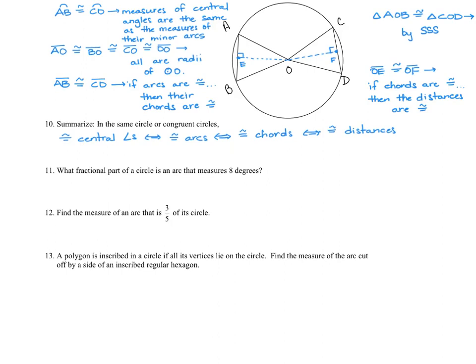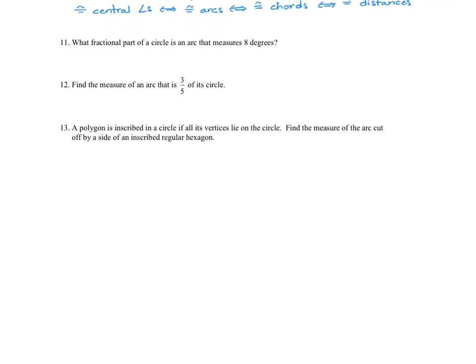The next few questions want us to do some calculations. Question number 11 is asking what fractional part of a circle is an arc that measures 8 degrees? Well, remember that the entire circle is 360 degrees, so if we want the fractional part, then an arc that measures 8 degrees, that's 8 degrees out of the total 360 degrees, and in simplified form, the fractional part would be 1/45 of the circle.